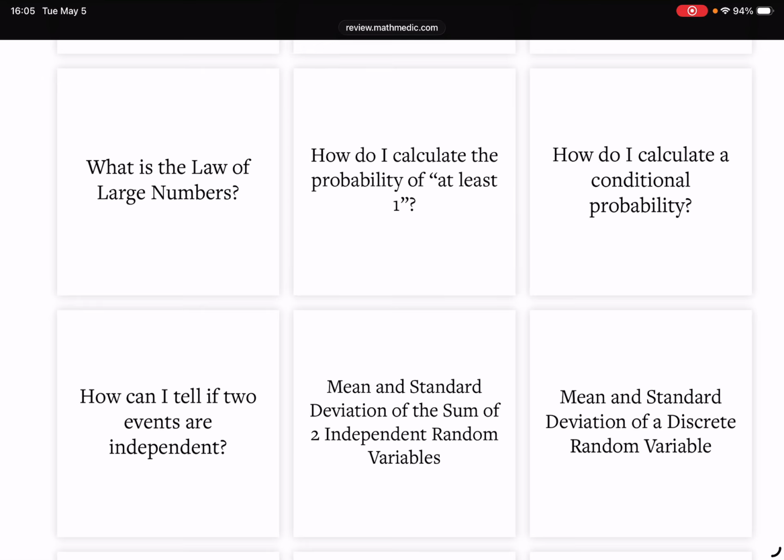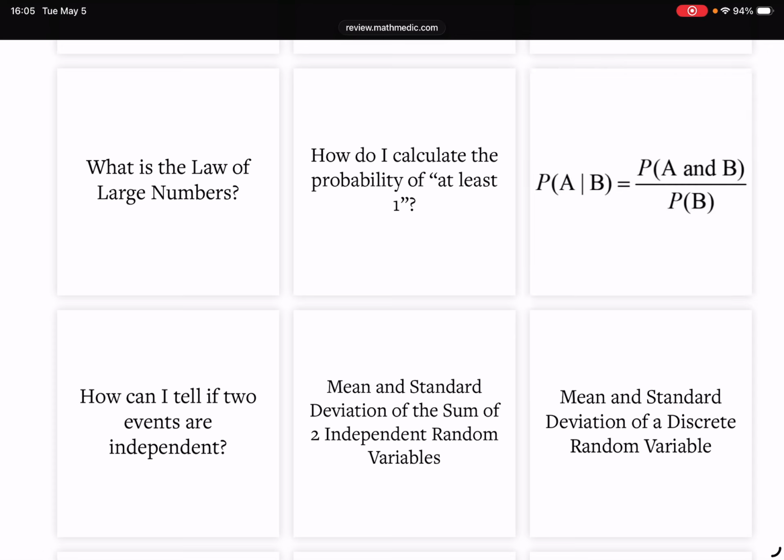How do I calculate a conditional probability? So this is the formula for conditional. Remember, this is the probability A given B has already happened. So that's the same as saying the probability of A and B, which means we take probability A and add it to probability B, divided by probability B.